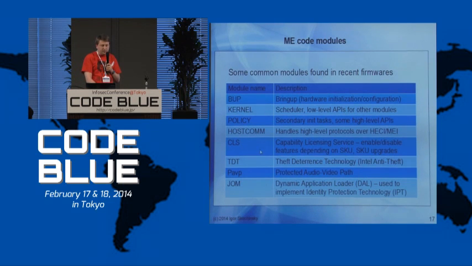Then CLS is capability licensing service. So this implements a feature in Intel boards where you may buy so-called software upgrades. You buy a system which is low-end, and then by buying special code from Intel, you enter this code in the software, and you can upgrade your hardware to the higher functionality. So without changing the physical hardware, you can change it in software, so to speak.